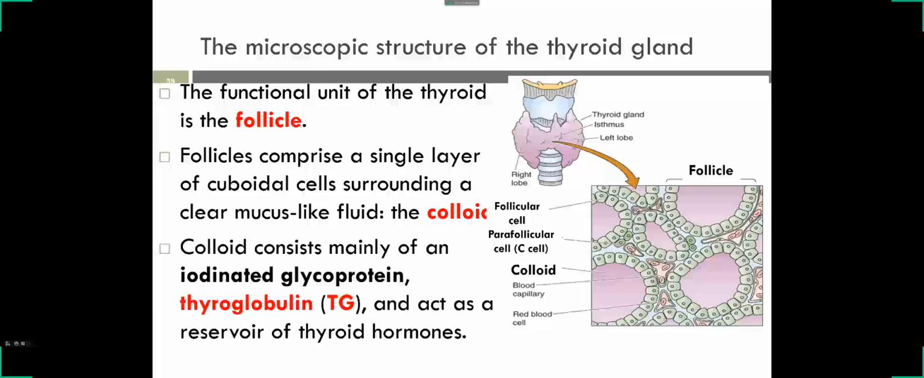And inside the colloid is this iodinated glycoprotein, the thyroglobulin. Remember the train that comes from Shanghai to Nanchang with all these tyrosyl iodinated MIT and DIT molecules.